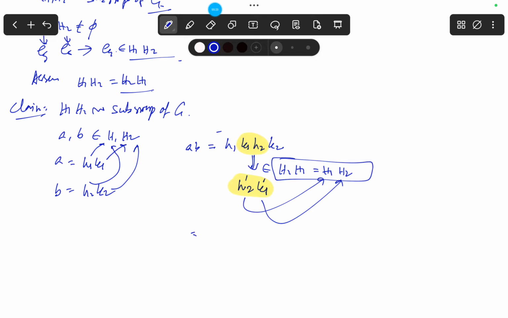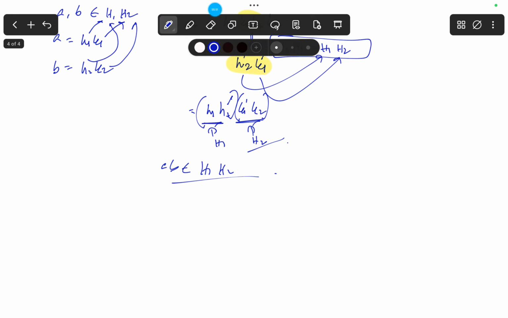So what will we get? We get H1 times H2 prime and K1 prime times K2. This particular one belongs to H1, and this particular one belongs to H2. That means AB belongs to capital H1 times capital H2. So H1 H2 is closed under the binary operation.